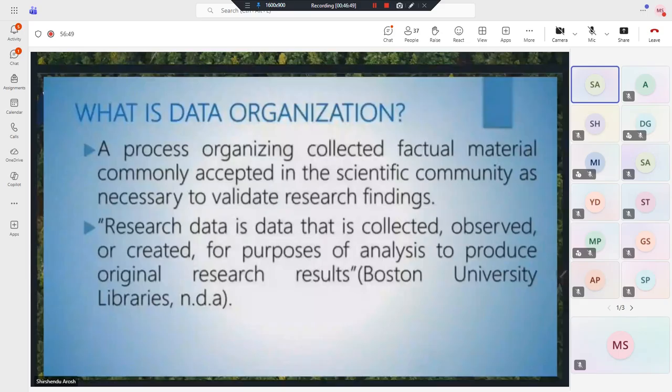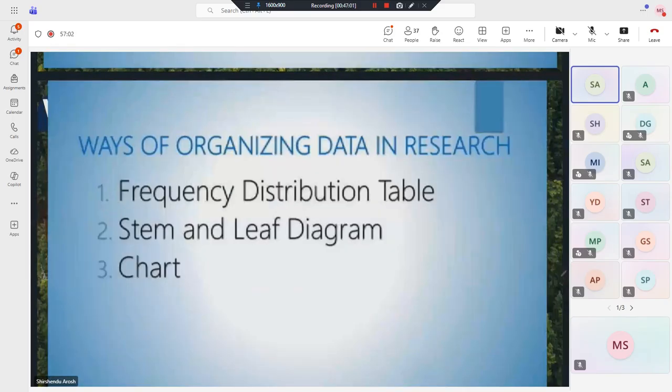One way of organizing data from research is a frequency distribution table, which is probably the most popular, and we are going to use this itself. But it is not the only way of organizing data. There are other ways, such as a stem and leaf diagram, and charts, which probably everybody knows. So these are a few structures for when you keep and organize the data, right?